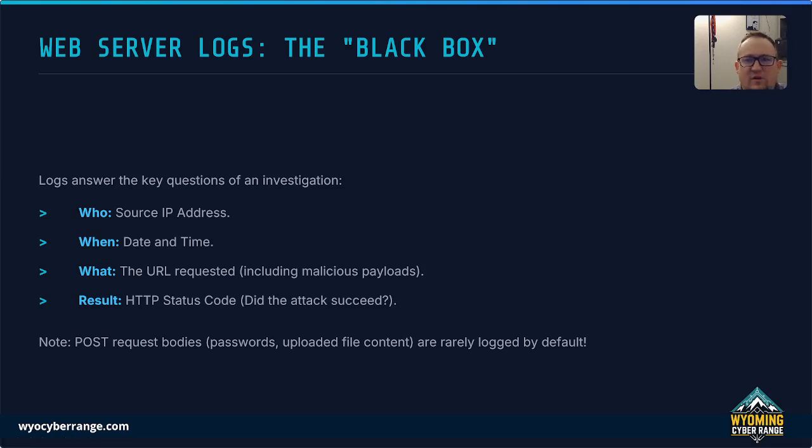So the first place we're going to look is going to be the server logs. Think of this like the black box of the server itself. Now, the answer key is always going to be the who, which will give you the source IP address, the when, the time and date of the request, what did they request, including malicious payloads, and the result of the code. If it succeeded, remember, a lot of status codes with HTTP for a success will be a 200.